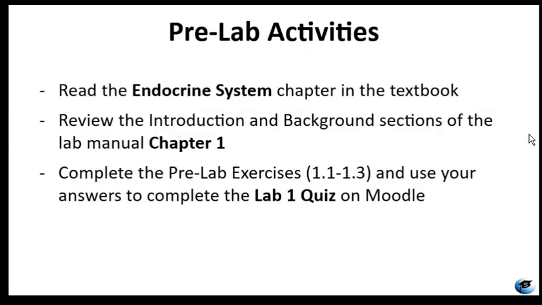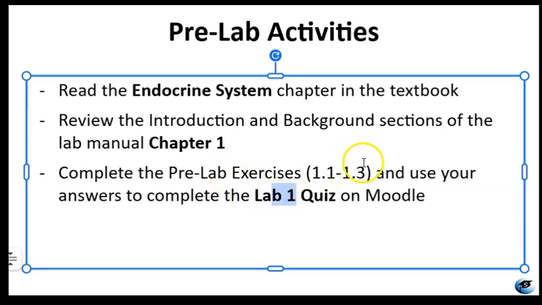Before starting the lab exercises, there are a few important things that you should do. First, you want to carefully read the endocrine system chapter in the textbook and in the lab manual. You want to build a solid understanding of the key concepts, the structures, the functions, which steroids are doing what. In the lab manual, it's mostly going to have information in the introduction section and the background section. And finally, you want to complete the pre-lab exercises 1.1 through 1.3. Your responses to these exercises are going to help you prepare for the Lab 1 quiz. In other words, the quiz is going to have stuff from this on there. So make sure you do the pre-lab exercises.